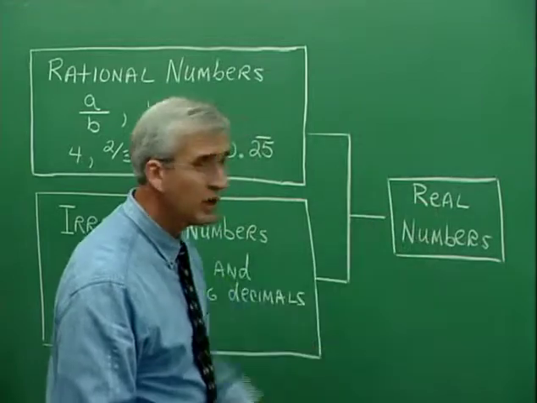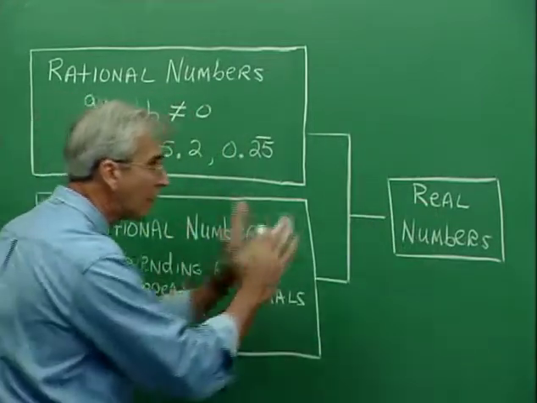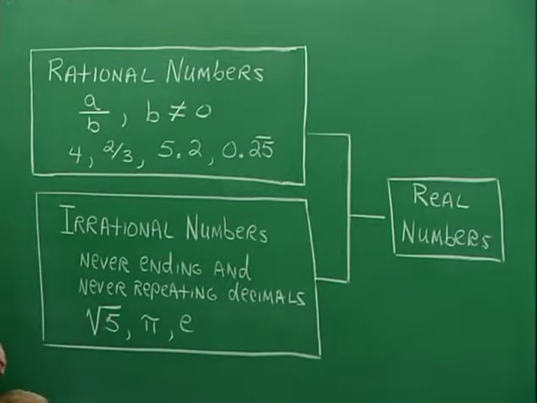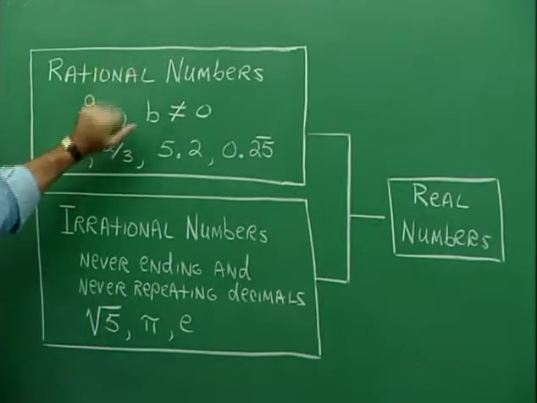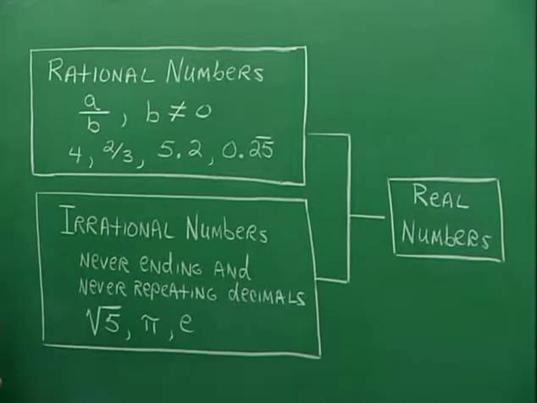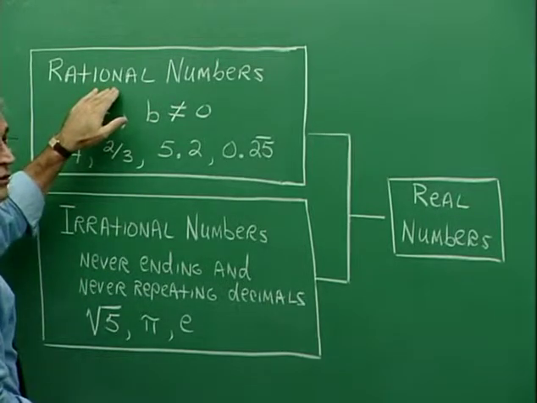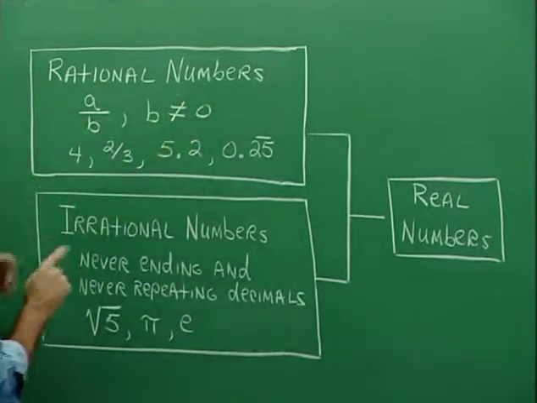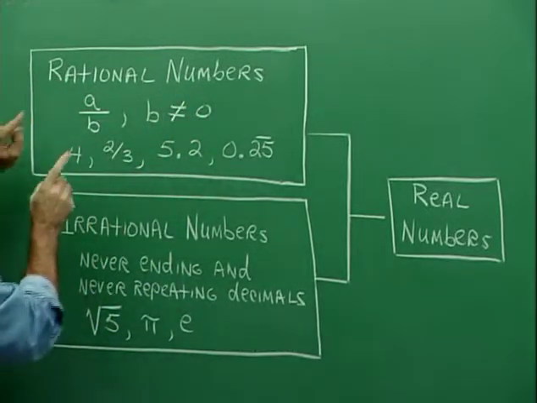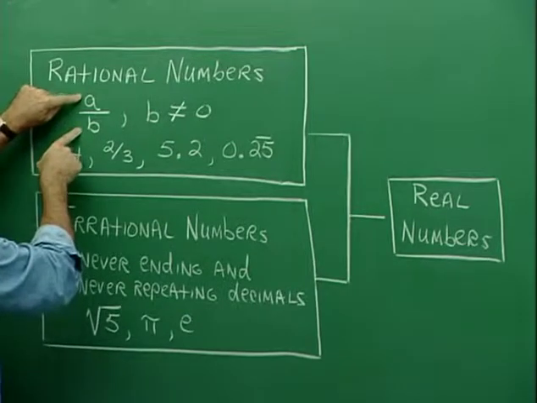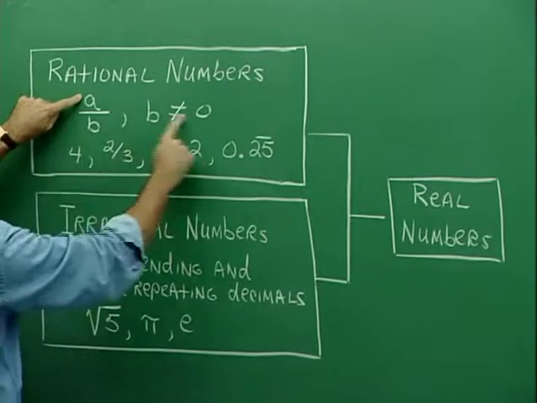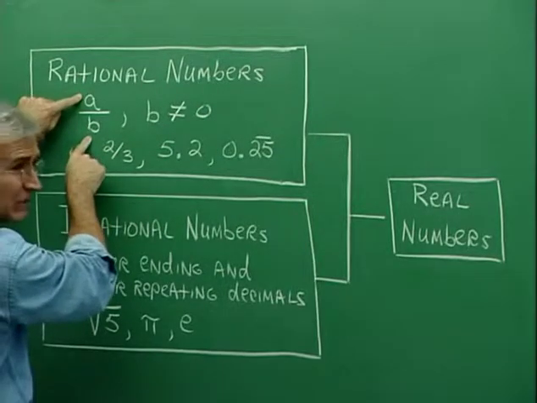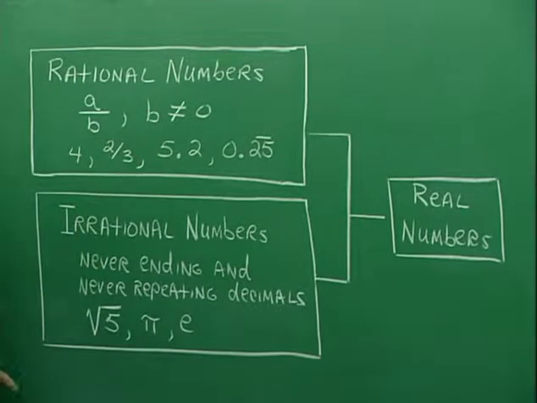Now, real numbers have a number of subsets involved within that set, and we want to talk about those subsets just a little bit. Real numbers are composed of rational numbers and irrational numbers. When the word rational is used, it should bring to mind the idea of fraction, because rational numbers are defined as all the numbers in the world that can be written in the form a over b, where a and b are integers and b is not equal to 0. Denominators of fractions are not allowed to be 0 because it causes the fraction to be undefined.